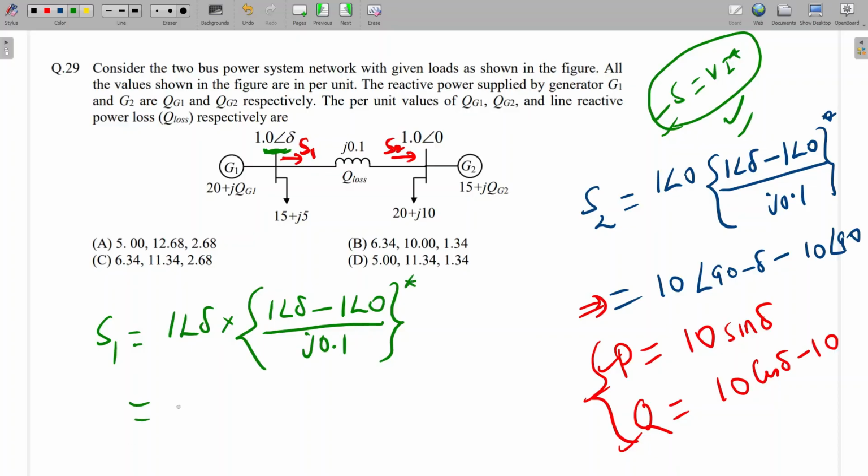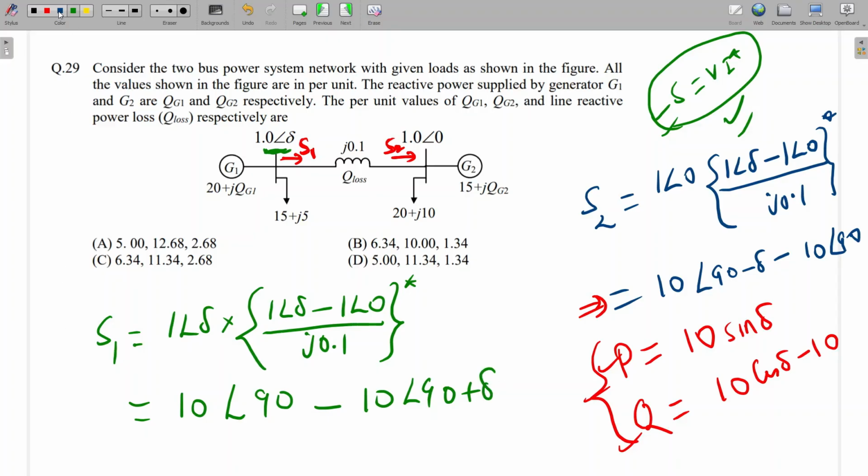This whole conjugate will be delta minus 90, so 90 minus delta plus delta, so it will be 90 angle minus 90. At the top it will go minus 90 plus 90, so it will be 90 plus delta.